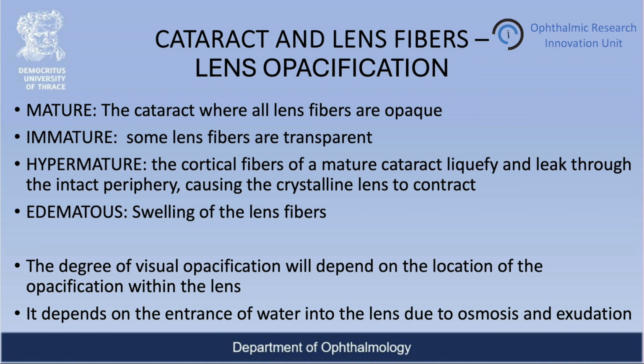If the cortical fibers of a mature cataract liquefy and leak through the intact periphery, causing the crystalline lens to contract, then the cataract is called hypermature. Finally, swelling of the lens fibers results in edematous cataract.